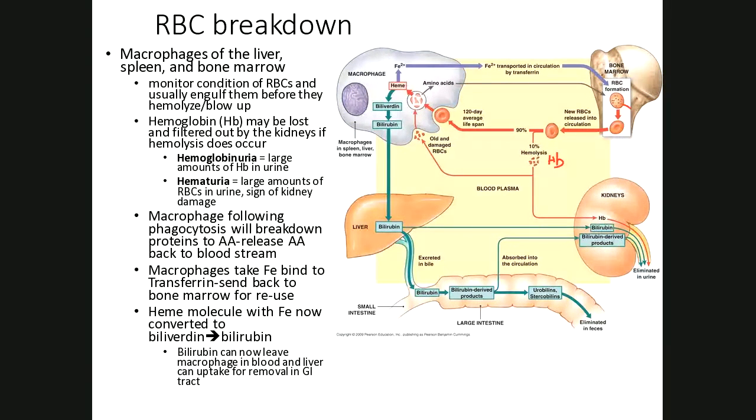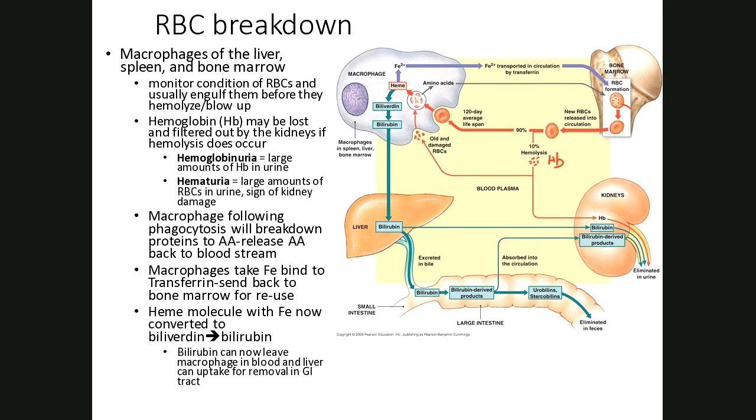Okay, and then when they take up those cells, again, maximize everything we can reuse, we reuse. So the iron, the amino acids, and what we can't reuse, we convert the heme into biliverdin, which is green, so therefore biliverdin. All right, and then it turns, with a little bit of chemical reaction, into bilirubin.